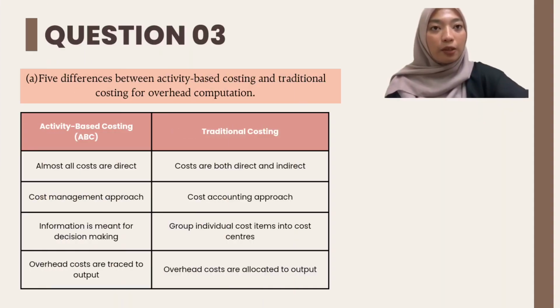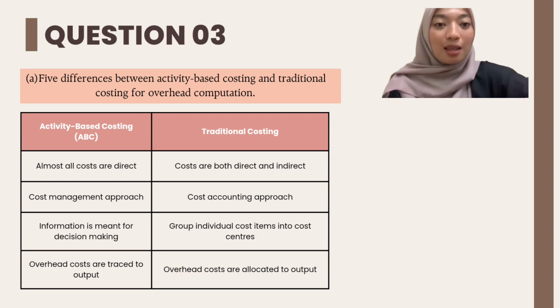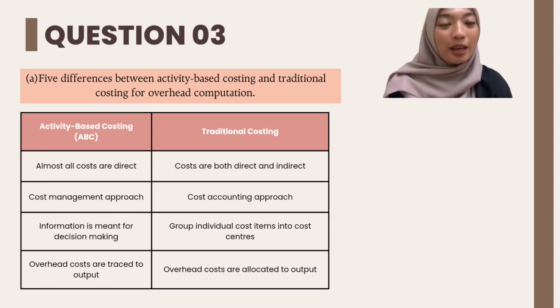Question 5: the difference between activity-based costing and traditional costing for overhead computation. Firstly, in ABC almost all costs are direct, while in traditional costing costs are both direct and indirect. Secondly, ABC is a cost management approach, while traditional costing is a cost accounting approach. Thirdly, ABC information is meant for decision making, while traditional costing groups individual cost items into cost centers. Last but not least, in ABC overhead costs are traced to output, while in traditional costing overhead costs are allocated to output.